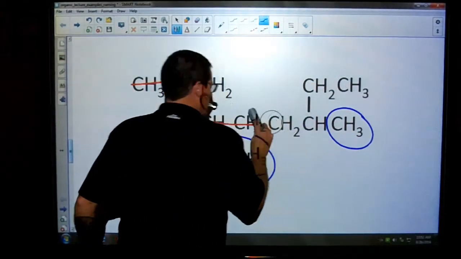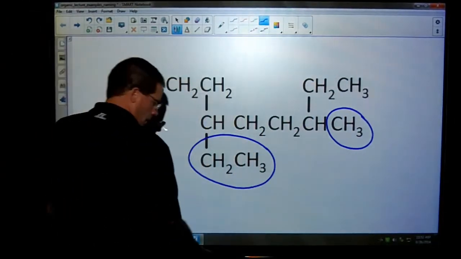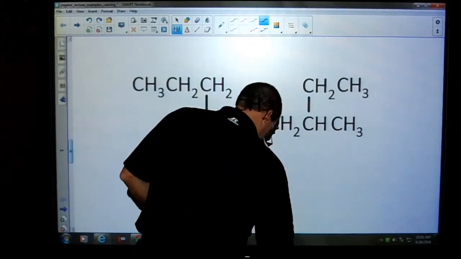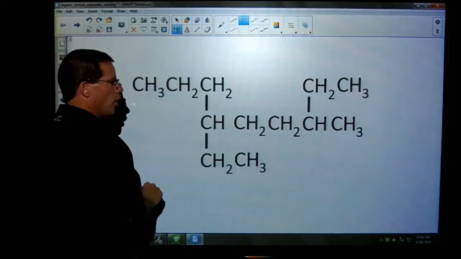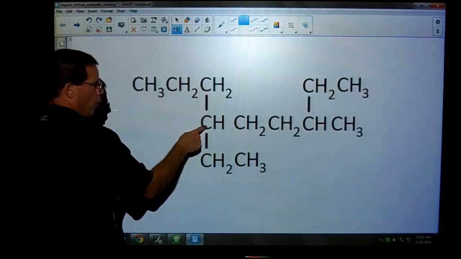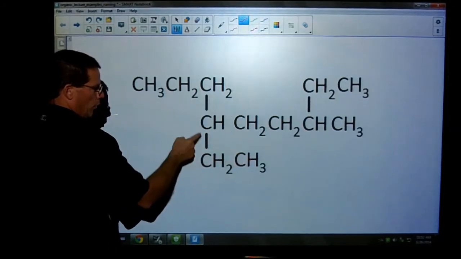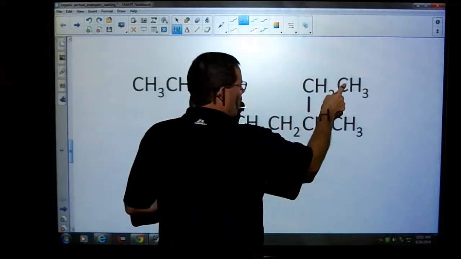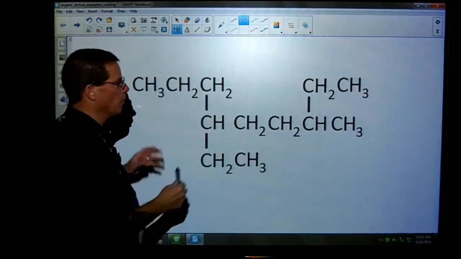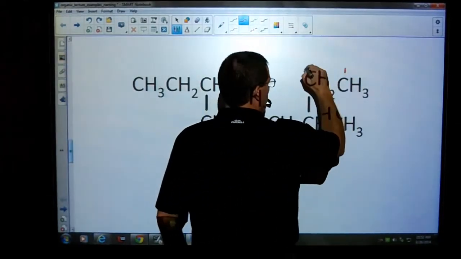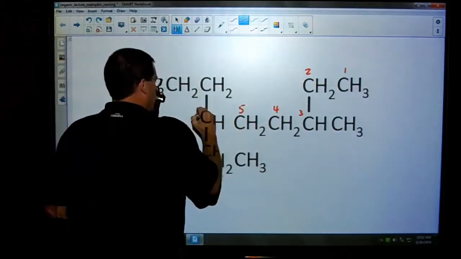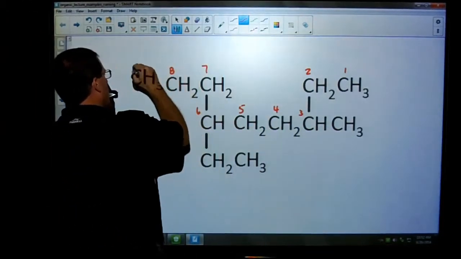So when numbering this out, again, where's our first branch? Well, if we went this way, it'd be 1, 2, 3, 4. So we'd have an ethyl group on the number 4 carbon, or we go 1, 2, 3. So our first branch is on the number 3 carbon. So we want to start numbering on this side. 4, 5, 6, 7, 8, and 9.